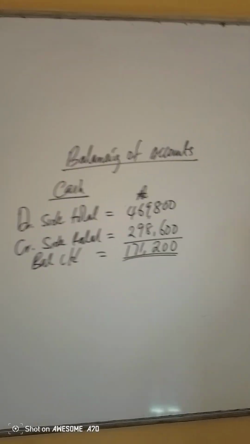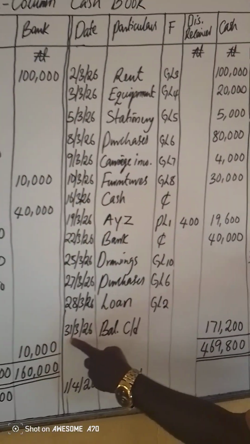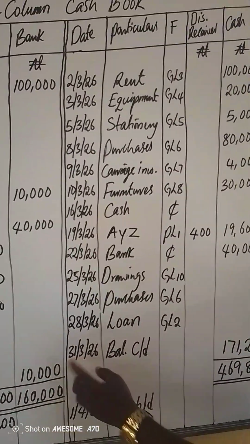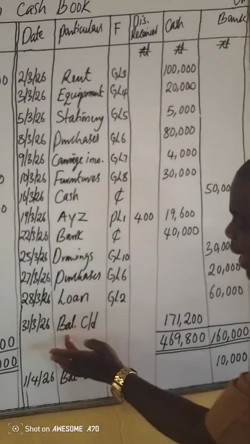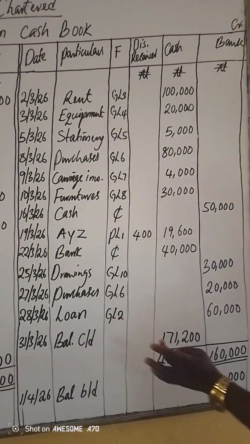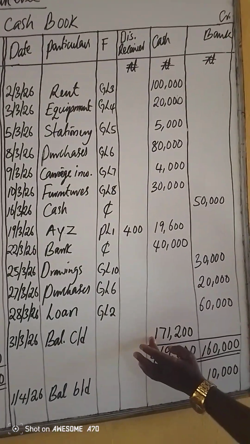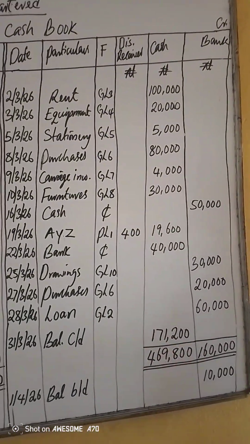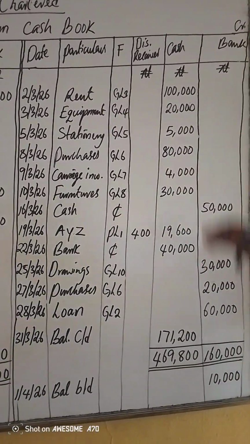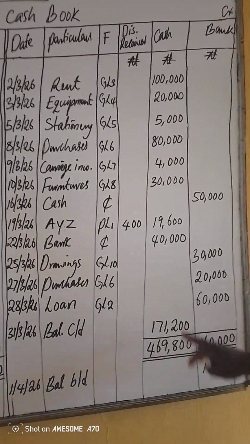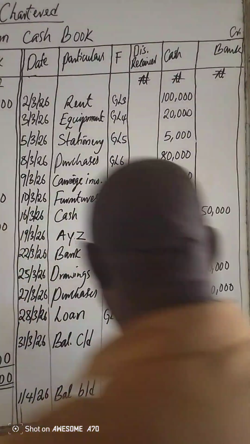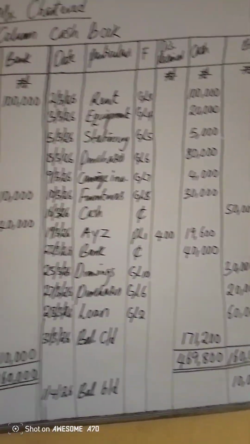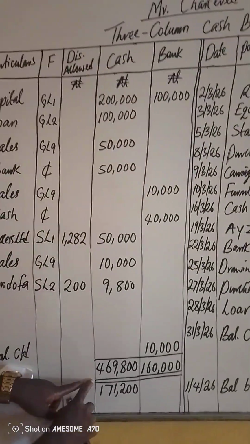Let's quickly go there. You come here and say, on the 31st, you always balance accounts at the end of a given month. So now say at the 31st of March 2026, the balance carried down in the cash is 171,200. Now discover that if you add the total plus the carry down, you now get 469,800. Then the same amount should be taken to the debit. If you add the debit side to it, you get the same amount.